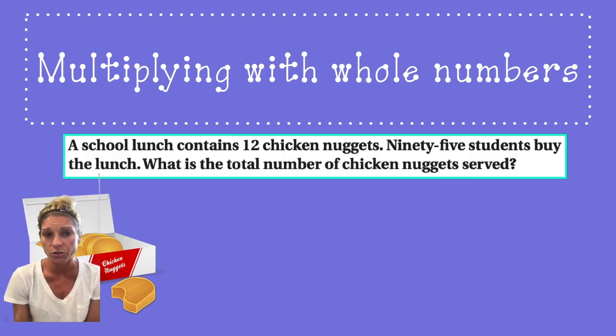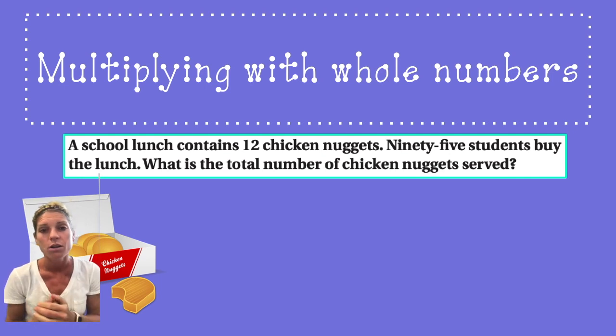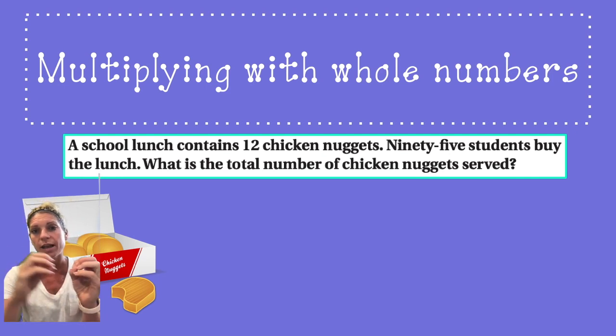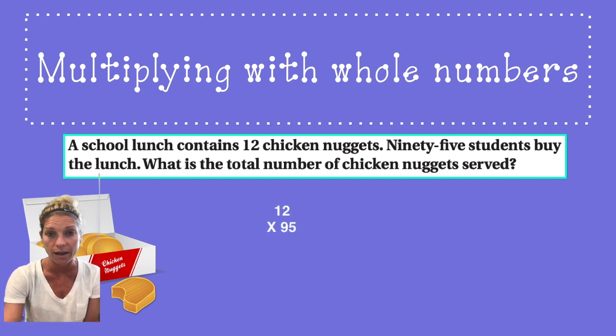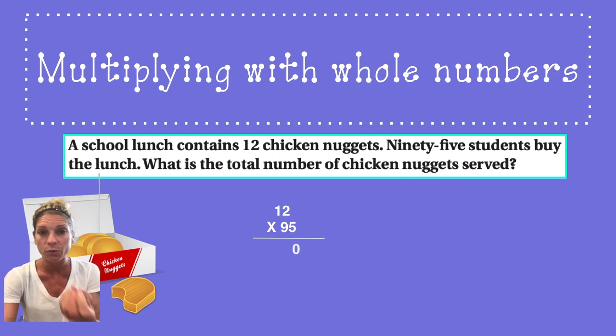When we're looking at multiplication with whole numbers, a school lunch contains 12 chicken nuggets. If there were 95 students that bought lunch that day, how many chicken nuggets total? Well, we have 12 per container and 95 containers because of 95 students, so we're going to multiply 12 times 95. When we start looking at double-digit multiplication, remember, we always drop the ones place and carry our tens over to the next, and then we add it on. So 5 times 1 is 5, plus 1 is 6.